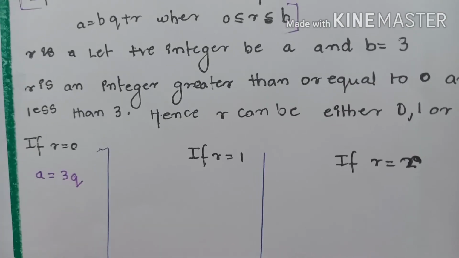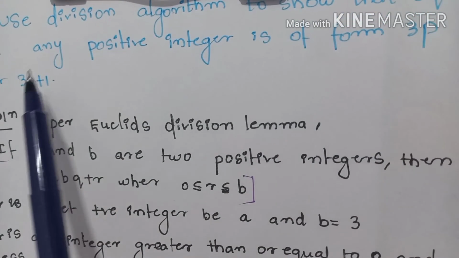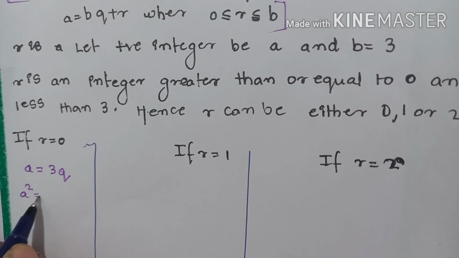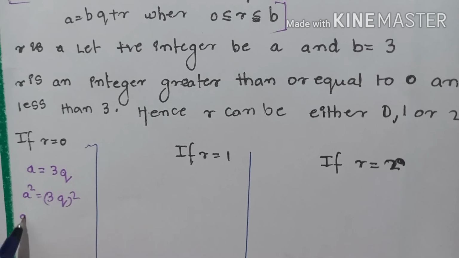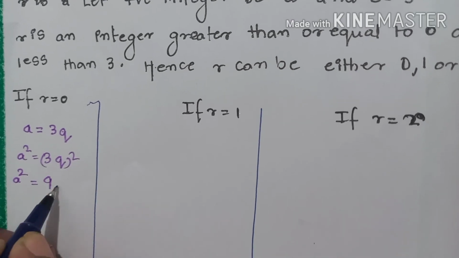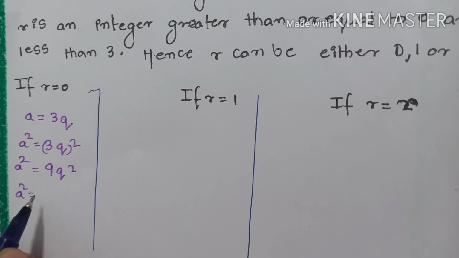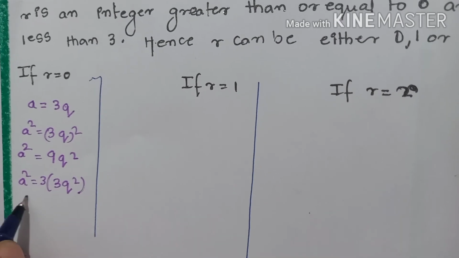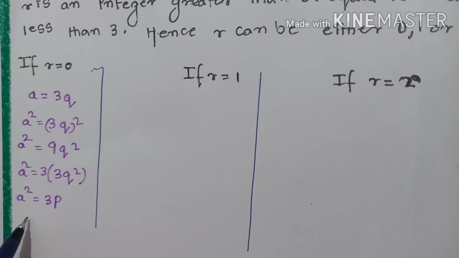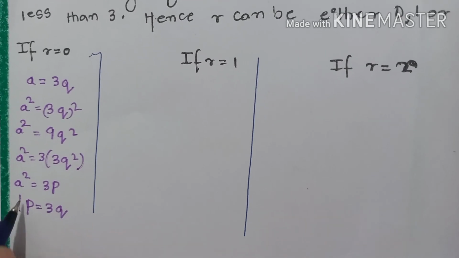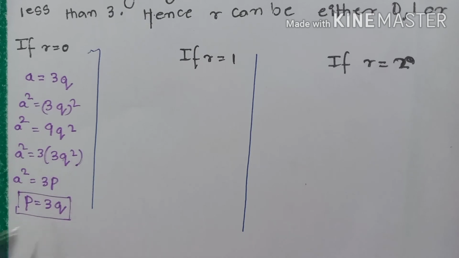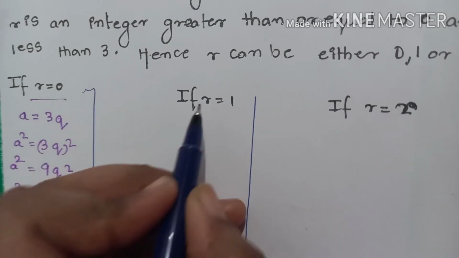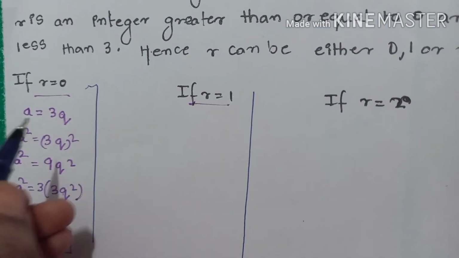In the previous problem they asked just for numbers, but here they said to show the square of any positive number. Now squaring on both sides, a square is 3q whole square, which is 9q square. Now this 9q square can be written as 3 into 3q square. So a square is 3p, where p is equal to 3q square. Now we have substituted the 3q value here.